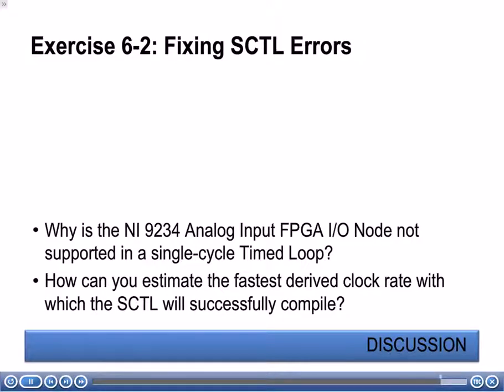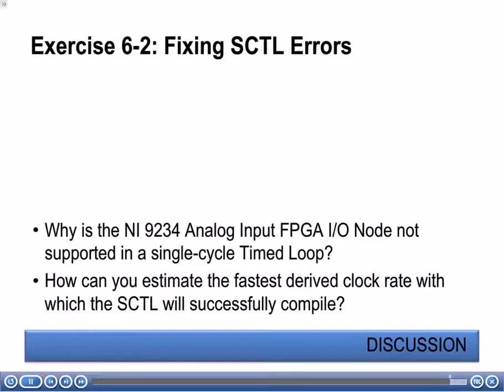How can you estimate the fastest derived clock rate with the single cycle time loop will successfully compile? So if you remember what we just did in that exercise, we were able to try to compile it at 200 megahertz, right? And it failed. And we went to the timing violation window, and we saw how much it failed by. And we saw that the total delay of our code inside there was about 9 nanoseconds.